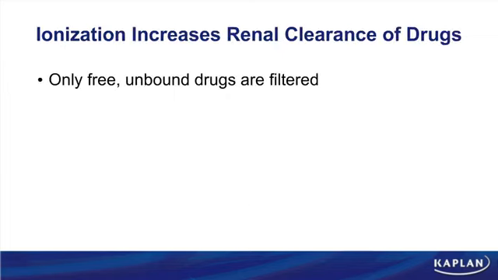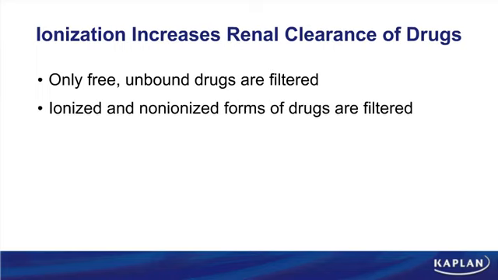Next, we want to look at how ionization increases the renal clearance of drugs. There are several points to remember about renal clearance. When it comes to the glomerulus, remember, only free, unbound drugs are filtered. In other words, drugs that are bound to plasma proteins are too large to be filtered at the glomerulus. Once again, you're thinking about normal renal function at this point. Watch out for the second bullet point. Both ionized and non-ionized forms of the drugs are filtered. This is the part that folks will miss.